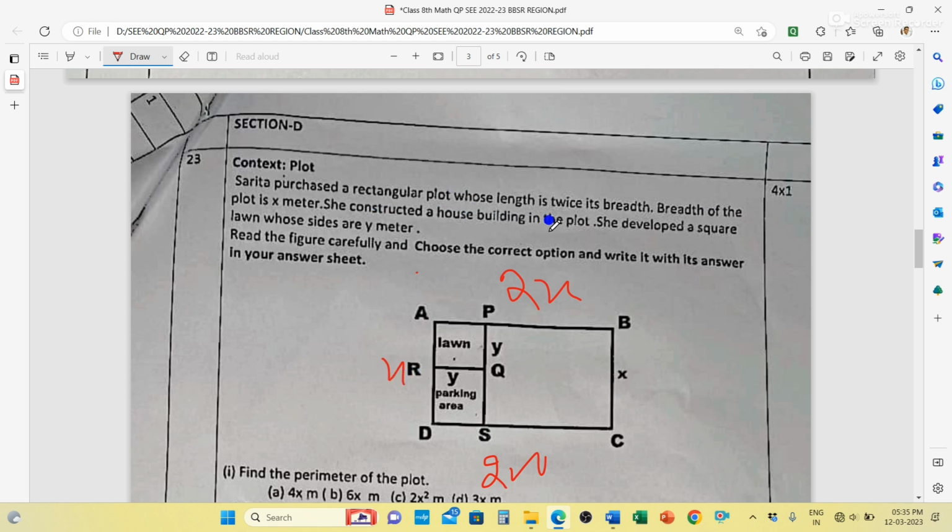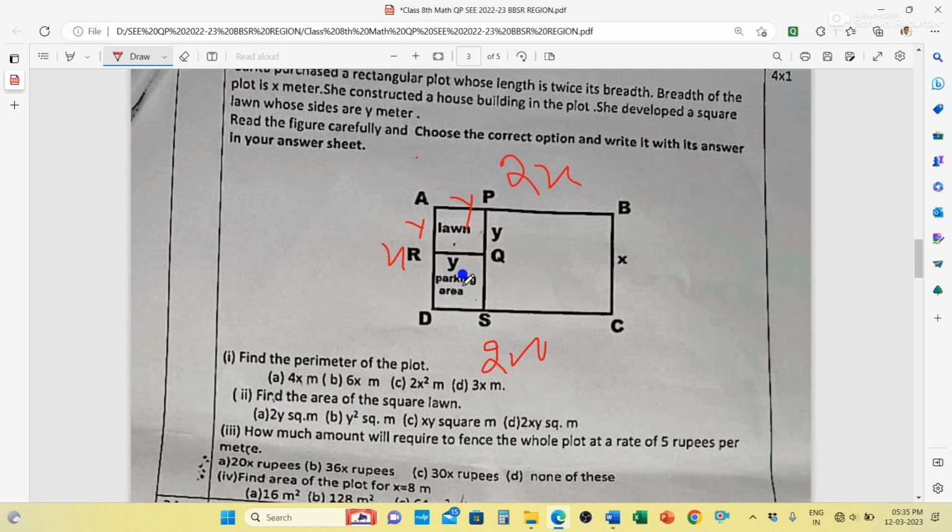She constructed a house building in the plot. This is the house building, the bigger portion. She developed a square lawn. This is the square lawn whose sides are y. This one also y, this one also y. Now this is the parking area. Find the perimeter of the plot.